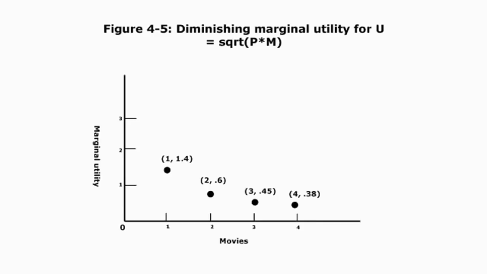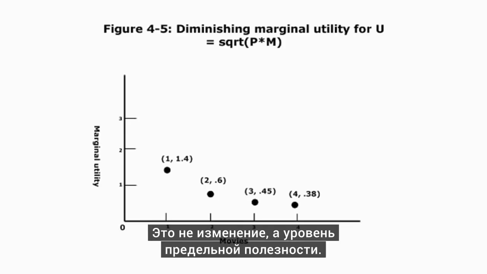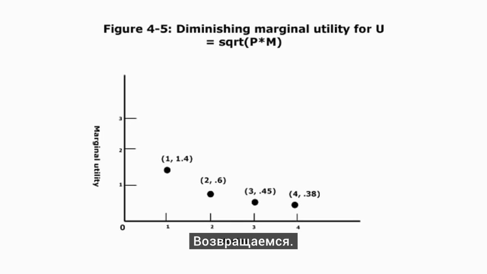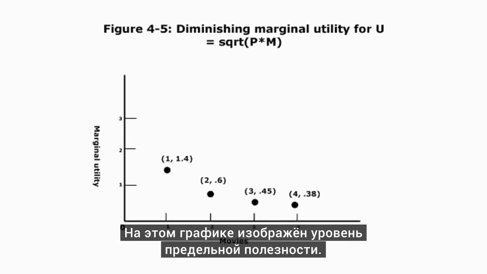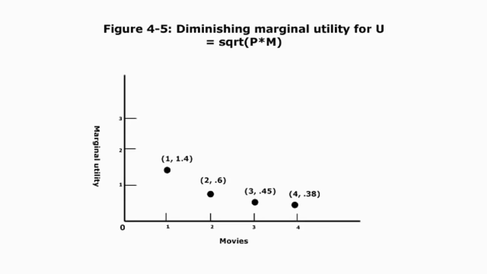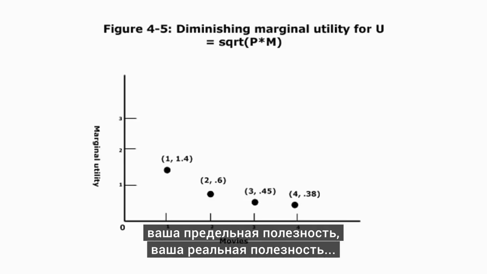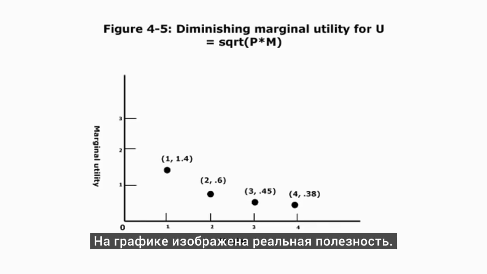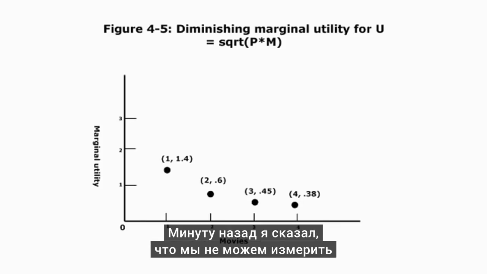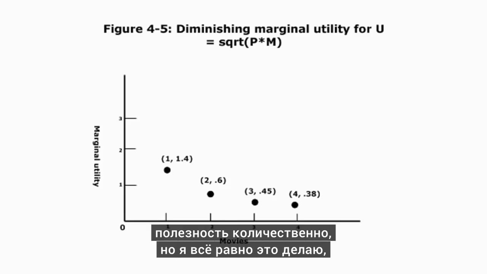From 1 movie. I see. So I'm sorry, this isn't the delta. This is the level of marginal utility. So I'm graphing the actual level of utility. So when you have 2 pizzas and 1 movie, your actual utility, I see, that's what this is. So I told you a minute ago we can't measure utility as a cardinal concept, but here I'm doing it anyway, to illustrate marginal utility. So your utility when you have 1 movie is 1.4, square root of 2.